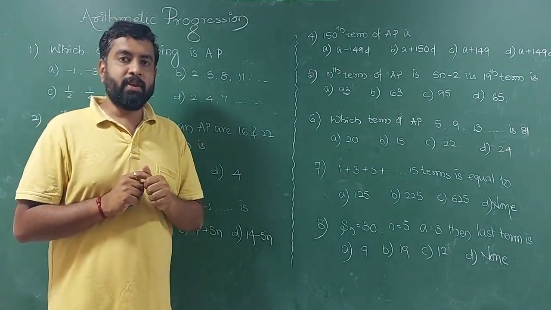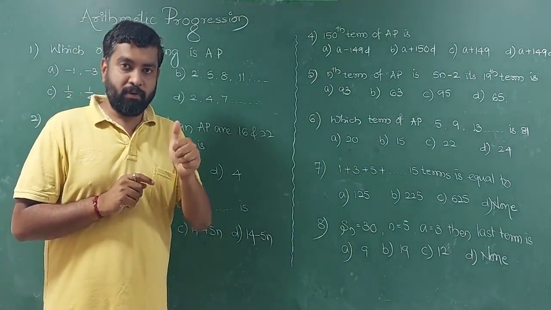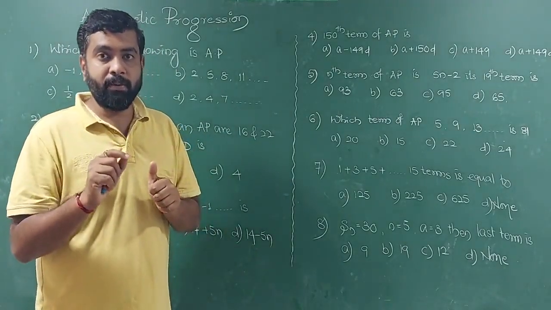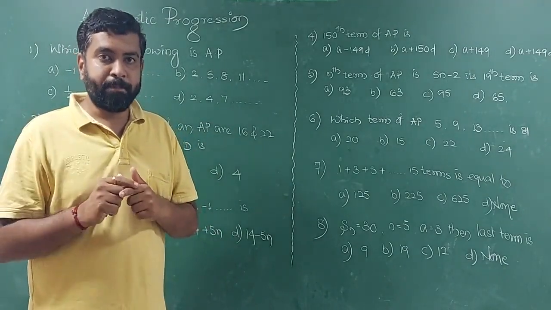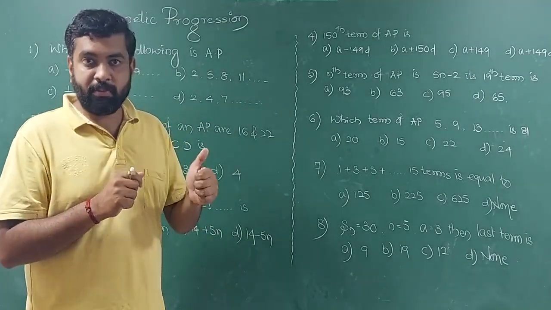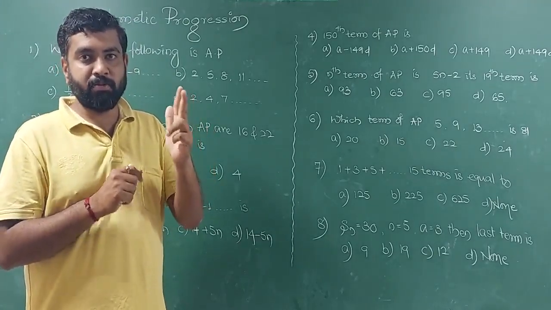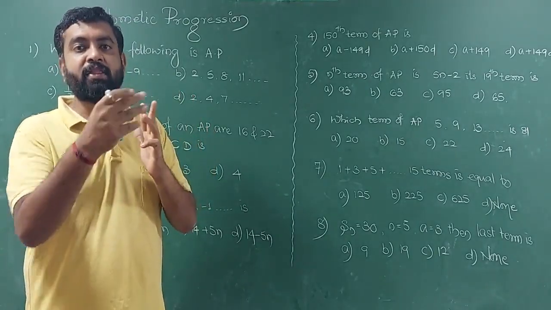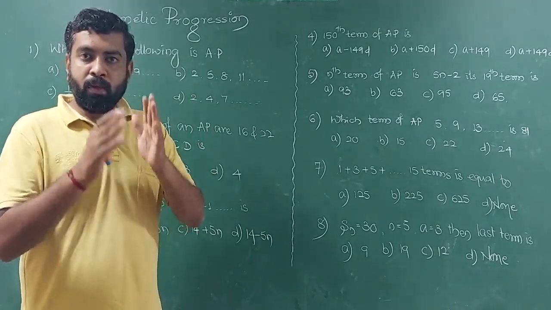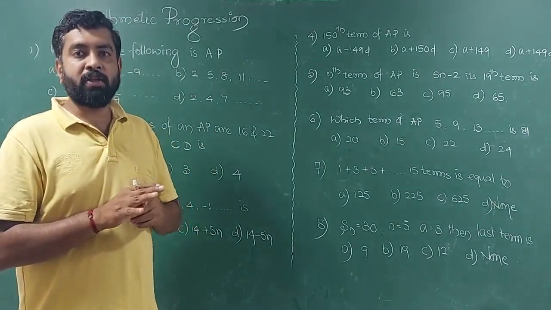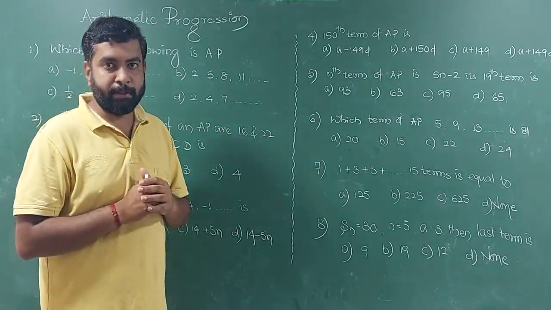When you are dealing with the nth term of the arithmetic progression, you have one formula called an is equal to a plus n minus 1 d. You know the terms also. a is nothing but first term, d is the common difference, n indicates the number of terms, an indicates nth term of arithmetic progression. You need to list out all the formulas before you are going to start with this.